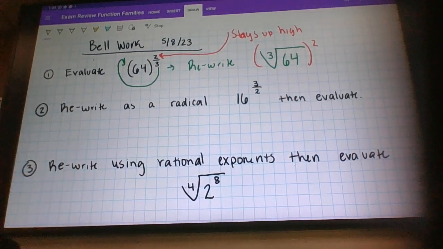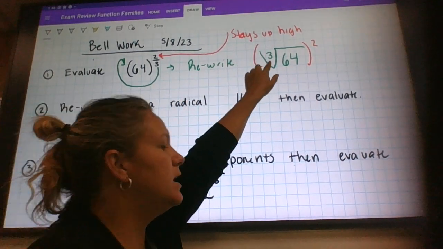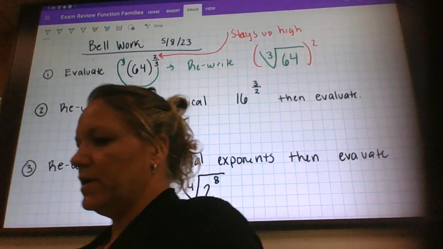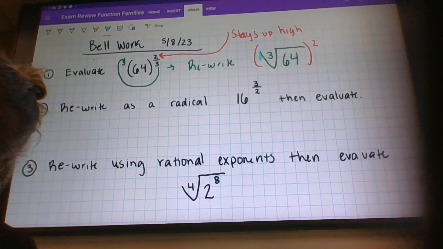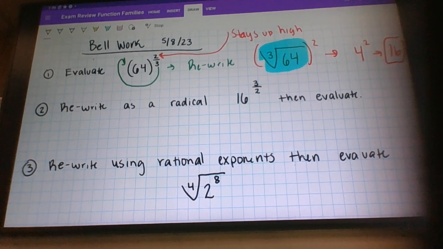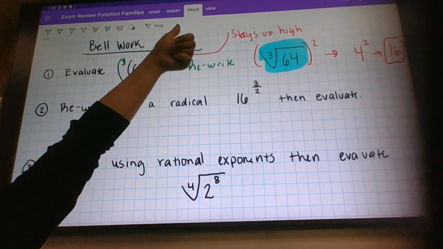The cube root of 64. Whenever this is a number and it's not a square root, I think of everything to the third power. 2 times 2 times 2 is 8. 4 times 4 times 4 is 64. So the cube root of 64 is 4. When the little 3 is inside the radical, that will reduce to 4, and then 4 squared is 16. So if you're able to put this in your calculator and get a 16 out, that's very good.